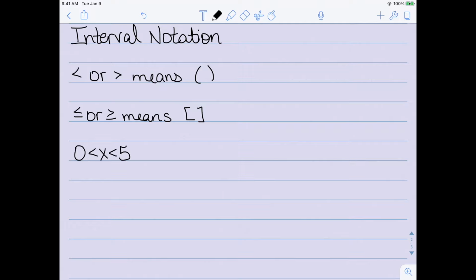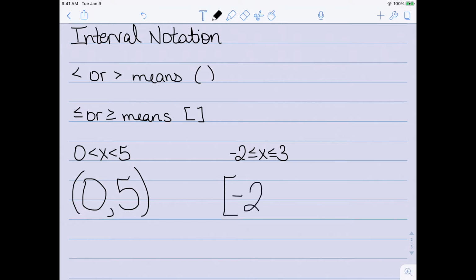As an example, let's suppose I want to consider all of the numbers x such that 0 is less than x is less than 5. Then I would have parentheses, and then 0, 5, and another parentheses. On the other hand, if I have something like negative 2 is less than or equal to x is less than or equal to 3, since I now have less than or equal to, I'm going to use these square brackets to include my numbers.